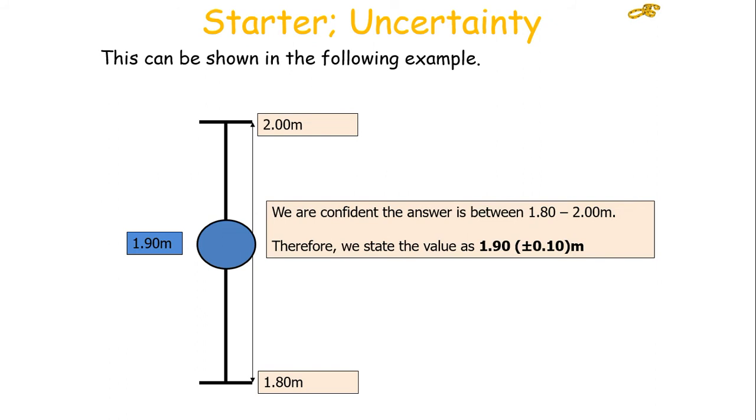Now, in this example, we're confident the answer lies between 1.80 meters and 2.00 meters, because that's the biggest and the smallest value of our repeats. So therefore, we look at the range, which we know to be 0.20. We then divide it by 2 to get our absolute uncertainty. So we state the value is halfway between the lowest and the highest, which is 1.90 plus or minus half of the range, 0.10 meters.